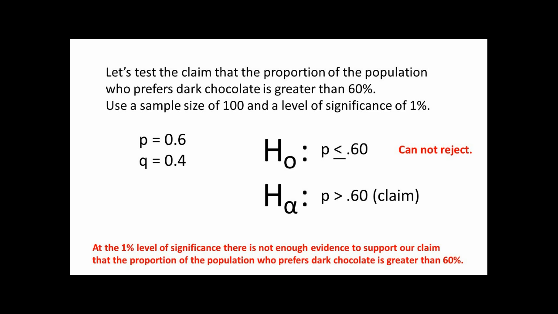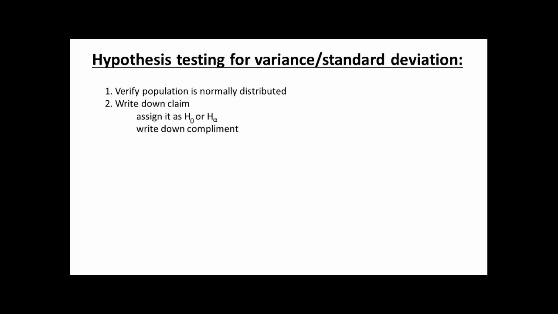Next, let's consider hypothesis testing for variance and standard deviation. Just as in our previous hypothesis testing examples, we must verify the population is normally distributed. Then we make a claim, assign it to either H null or H alpha, and write its complement.